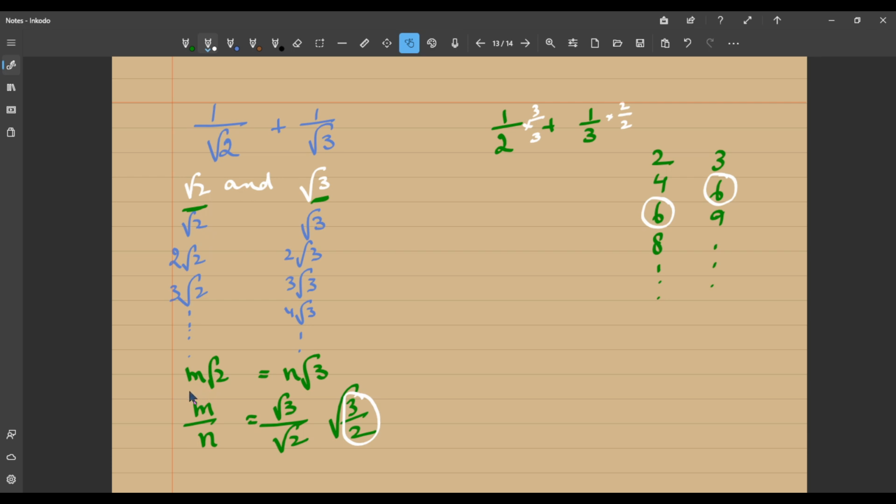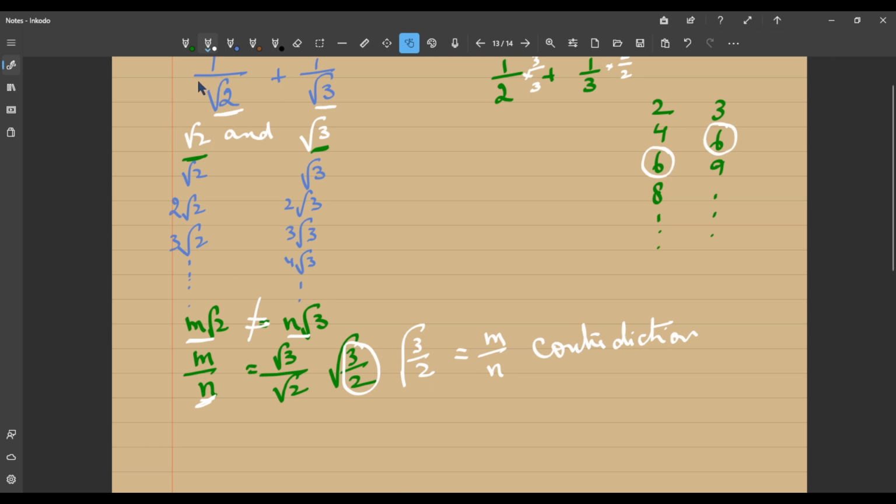So by saying that there is a common multiple for root 2 and root 3, we are contradicting the fact that the square root of 3 by 2 is irrational, because we are writing it as m by n, the ratio of two integers. This is a clear contradiction, isn't it? So there cannot be any m times root 2 which is equal to n times root 3, or in simple language, there cannot be an LCM for square root of 2 and square root of 3. So this is why we rationalize the denominators.